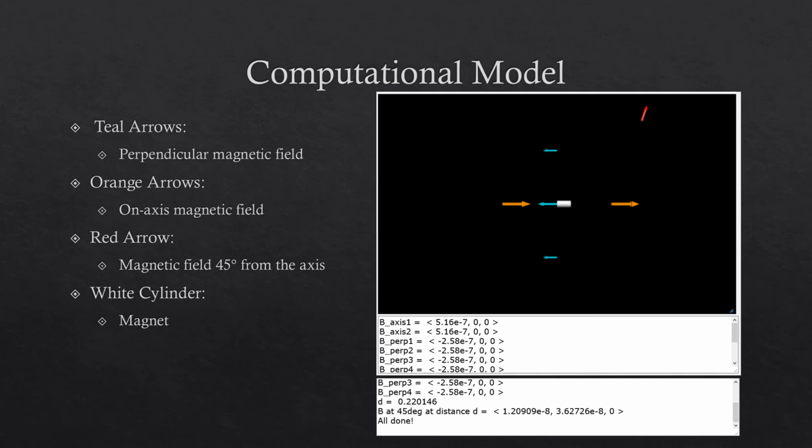In GlowScript using Python, I created a computational model that depicts the on-axis and perpendicular magnetic fields. The teal arrows represent the perpendicular magnetic fields, while the orange arrows represent the on-axis magnetic fields, and the red arrow represents the magnetic field 45 degrees from the axis, and the white cylinder represents the magnet. Listed underneath the computational model are the values for the perpendicular and on-axis magnetic fields, the value of the magnetic field 45 degrees from the axis, and the distance from the magnet.